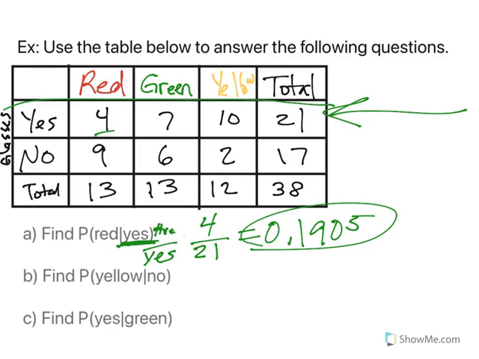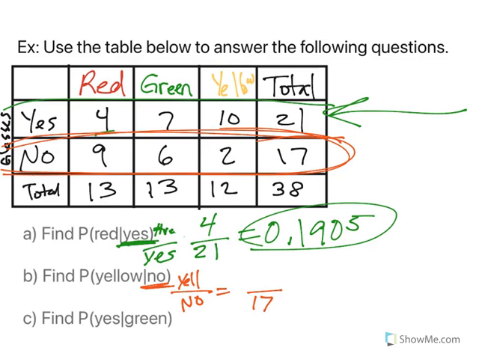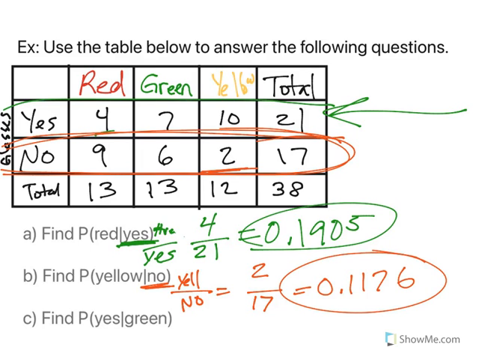The second one: find the probability of a yellow shirt given that they do not have glasses on. Now we're given no. That means no is in the denominator, and the yellow no is in the numerator. How many students said no? 17. In that circled line, how many yellow shirts are there? 2. So 2 out of 17, which gives me 0.1176 as a decimal.